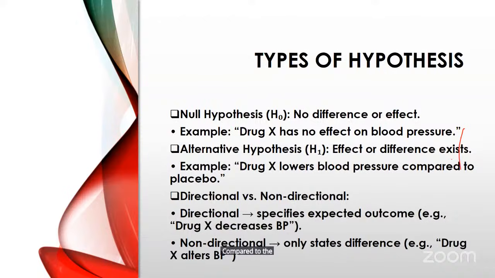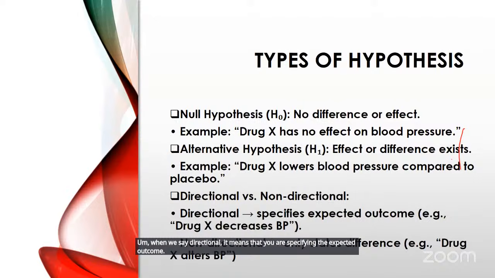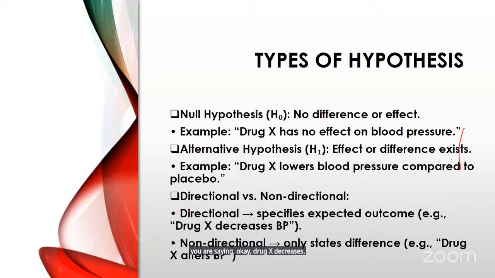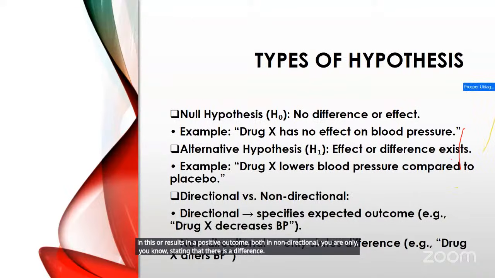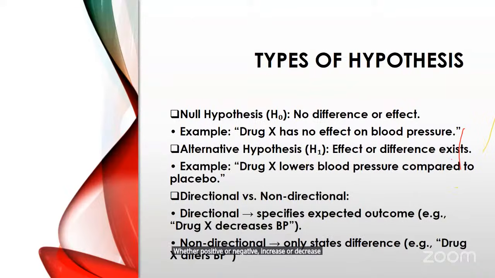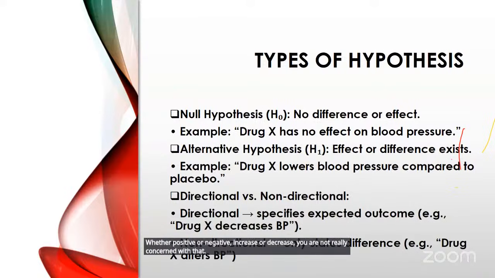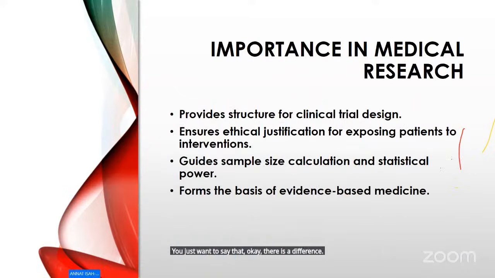Our hypothesis can also be directional or non-directional. When we say directional, it means that you are specifying the expected outcome. You are saying, okay, drug X decreases the blood pressure, or this particular entity brings a positive change or results in a positive outcome. But in non-directional, you are only stating that there is a difference, whether positive or negative, increase or decrease. You are not really concerned with that. You just want to state that there is a difference, but you are not specifying the direction.